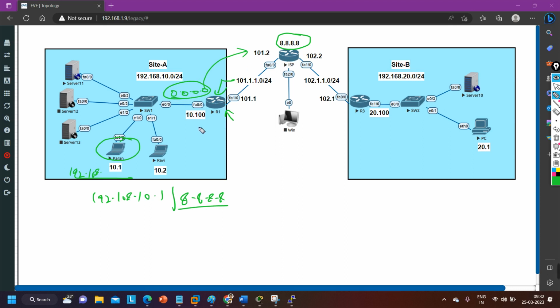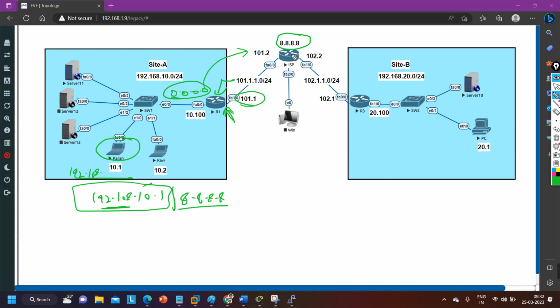But before forwarding, if you configure NAT over here, this router will translate your source into a public IP address. This is your private IP address, and this is your public IP address. So this router is responsible for translating the source private IP address into a public IP address.